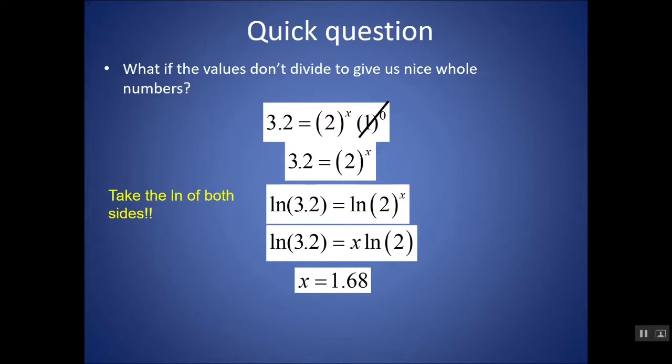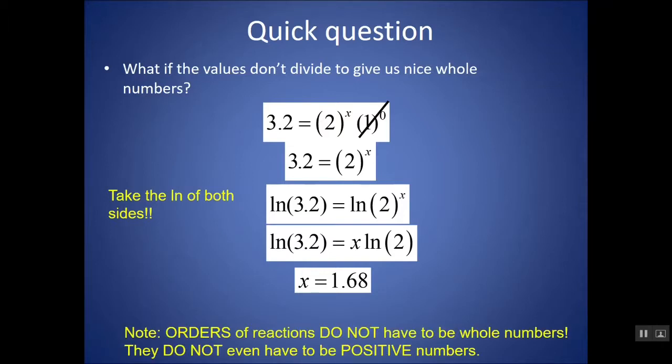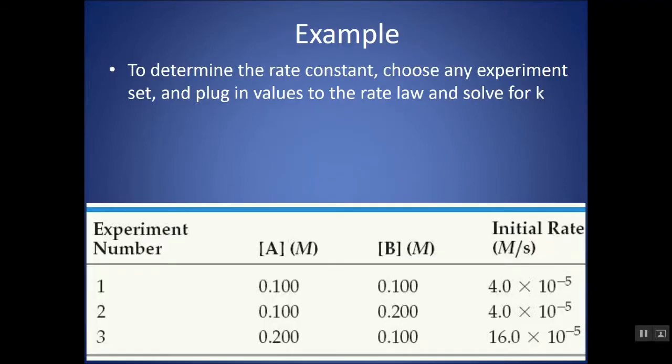I've created a different video showing you how to do this out with an example handwritten, so that might be a better video to check out to see that technique. Okay, so again, orders don't have to be whole numbers, and they don't even have to be positive. Okay, once you solve for your rate law, then you can solve for K, the rate constant, using any trial.